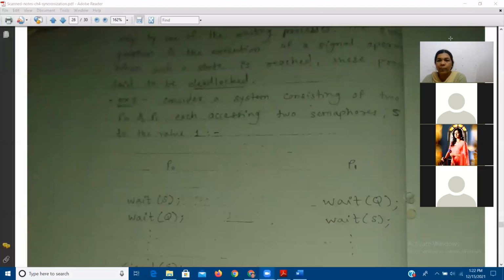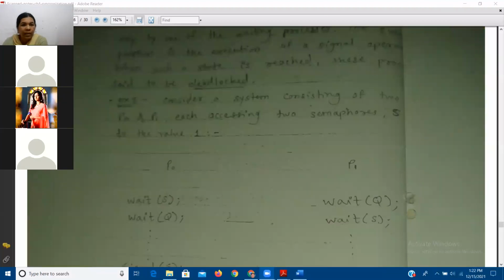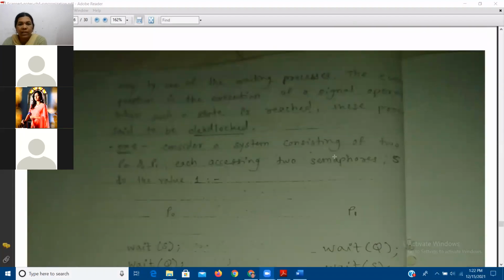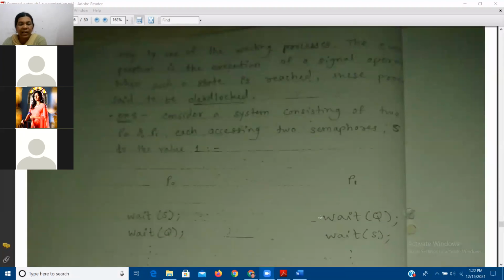So see here, consider a system consisting of two processes P0 and P1, each accessing two semaphore variables, that is S and Q. So how many processes are there in the system? Two processes, P0 and P1, and they are accessing two variables. So two resources they are trying to access. Both are common or shared resources, and for these two resources, two semaphore variables are used. One is S and another is Q.